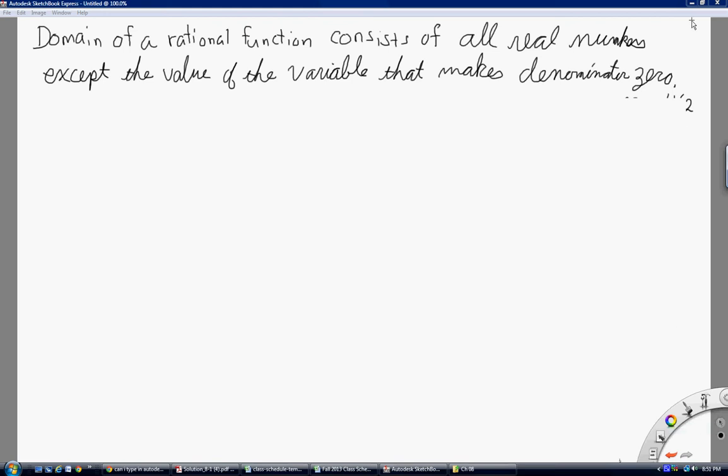Okay, I'm in section 8.1, number 6, determine the domain of a rational function. The domain of a function is a set, which means it could be a lot of numbers, a set of numbers that will actually make the problem work.